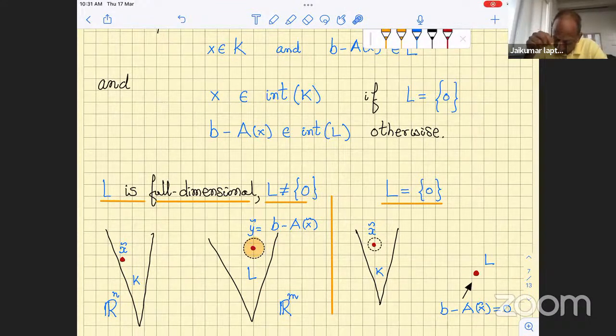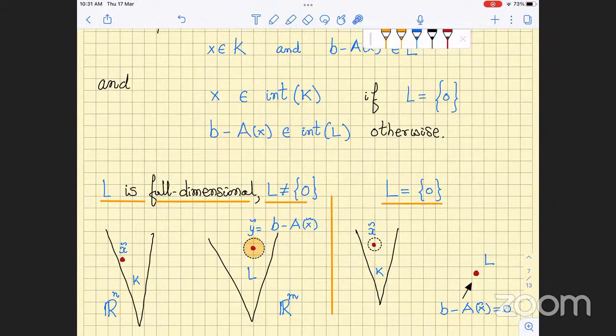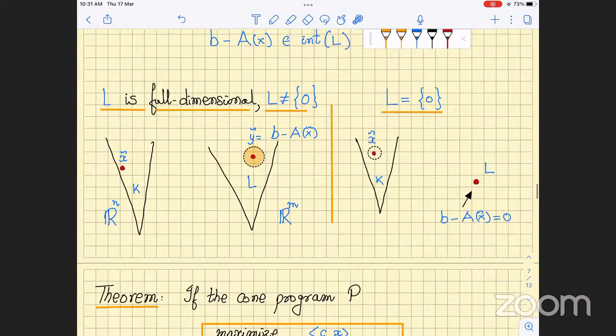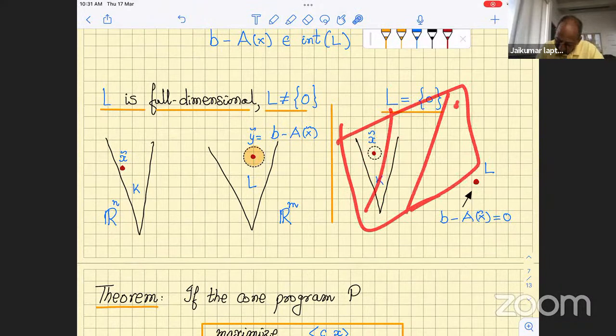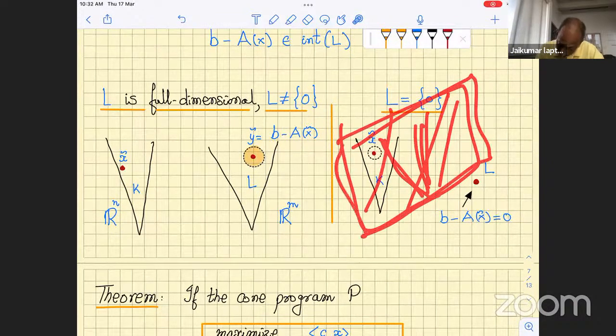So you said we are referring to the dimension of L. Exactly. So are these the only two cases, that is either full dimensional or? No. It is possible that L could be a very flat cone on this side. It could be on a sheet of paper. Although you are in m dimensions, it is sitting like a cone which is inside a plane. Or it could even be a subspace or something.